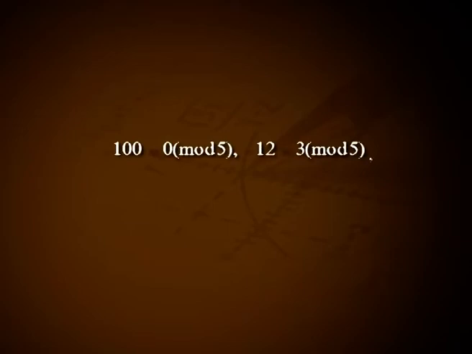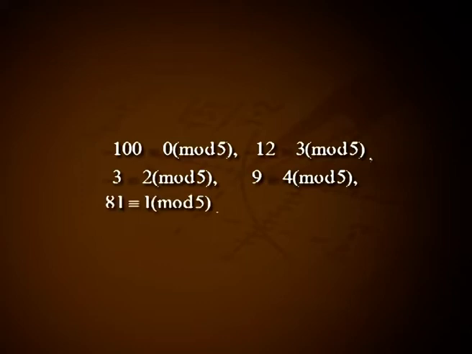Example 3. Based on the remark, minus 100, minus 12, minus 3, 9, 81 constitute a complete set of residues modulo 5. Minus 100 is congruent to 0 mod 5, minus 12 is congruent to 3 mod 5, minus 3 is congruent to 2 mod 5, 9 is congruent to 4 mod 5, 81 is congruent to 1 mod 5.